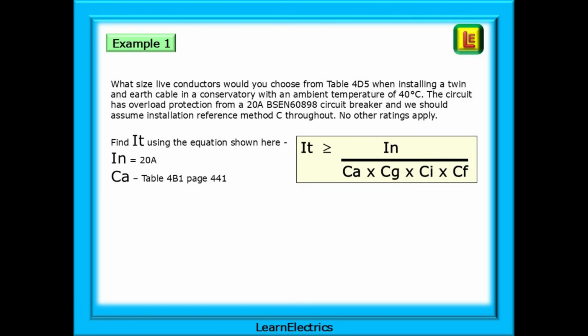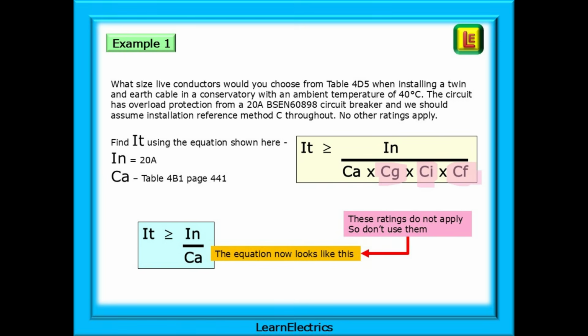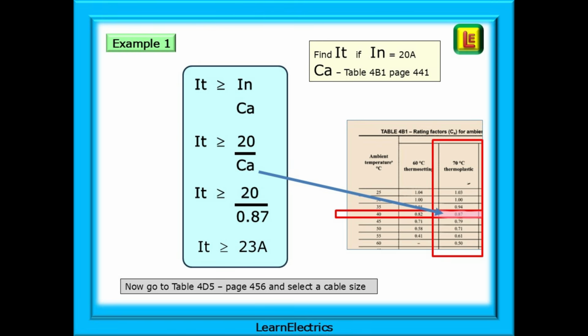We will calculate It using the equation shown here, and the question tells us that In is 20 amps. We can find the rating factor for Ca by looking at Table 4B1 on page 441. Because Ca is the only factor of interest, we can now remove Cg, Ci and Cf from the equation, and this leaves us with the very simple equation shown here. This is how I would calculate the answer.